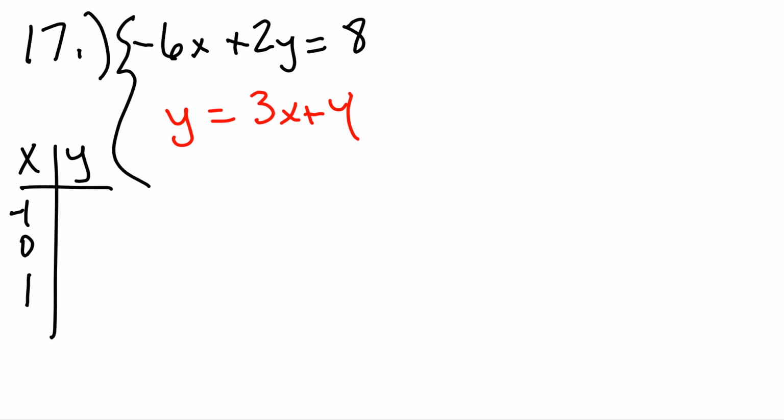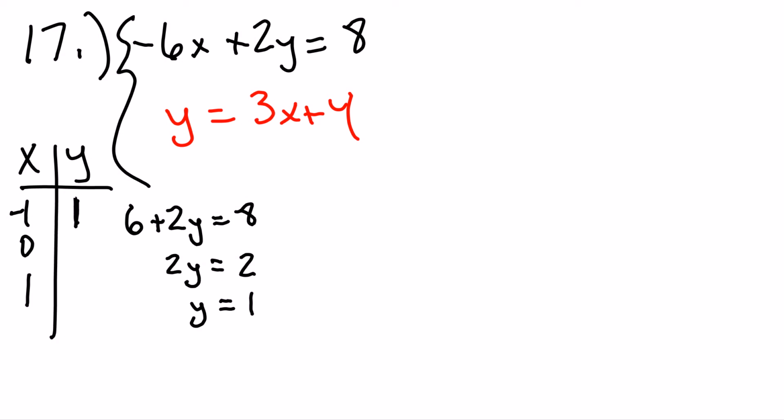Alright, so 17, I have negative 6x plus 2y equals 8, y equals 3x plus 4. I'm going to do the exact same thing, negative 1, 0, 1. So I have positive 6 plus 2y equals 8. I subtract 6 from both sides. I get 2y equals negative 8. I'm sorry, not negative 8. I get 2y equals 2, so y equals 1. Alright. Now I plug in 0. 0 gives me 2y equals 8, so y equals 4.